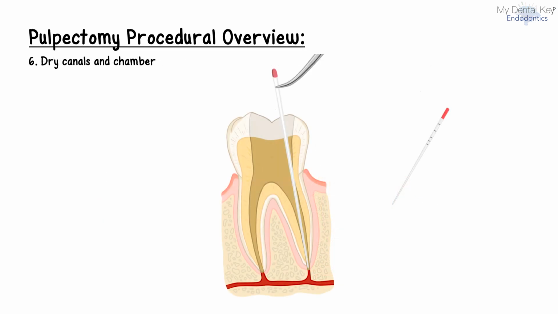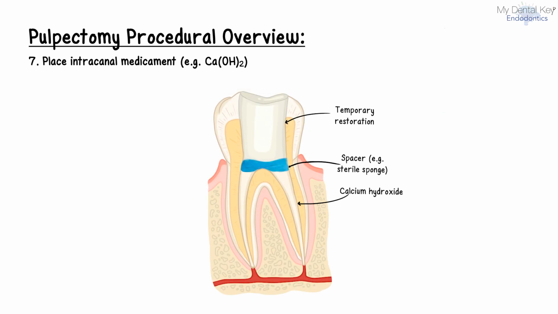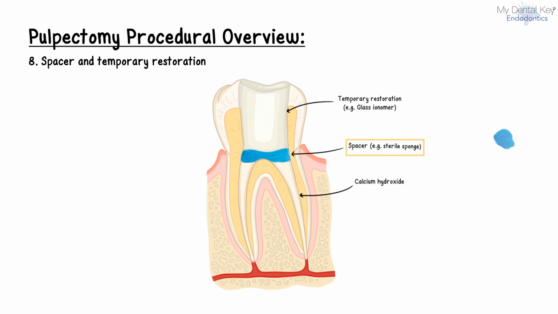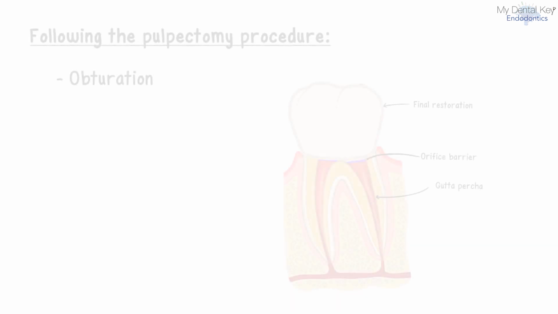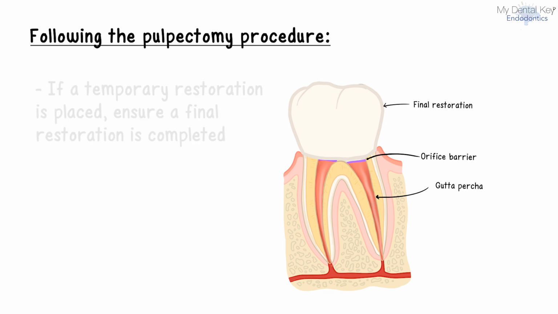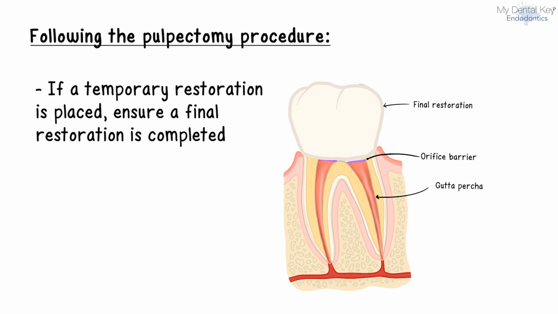Dry the canal and chamber with paper points and place calcium hydroxide in the canals. Typically, a spacer, such as a sterile sponge, and temporary restoration, such as a resin-modified glass ionomer cement or a glass ionomer, will be placed. At a future visit, these temporary medicaments and space holders will be removed and obturation will take place prior to definitive restorative treatment with a core or post-core and crown. Temporary restorations must be replaced within their lifetime to reduce the risk of coronal leakage and reinfection.